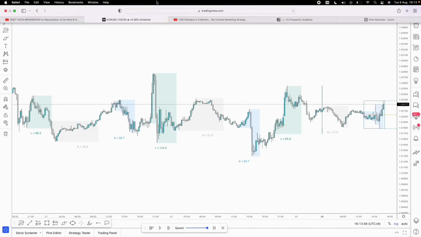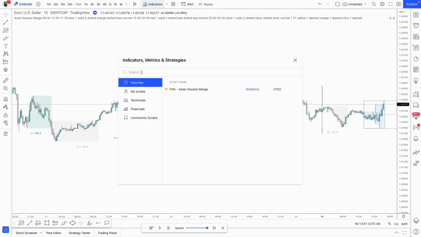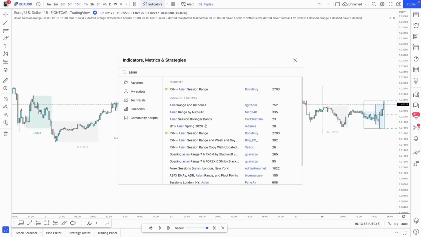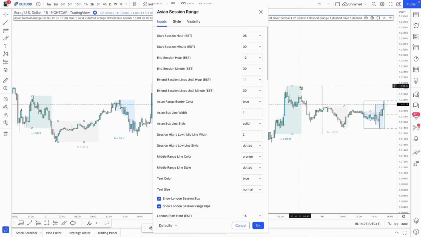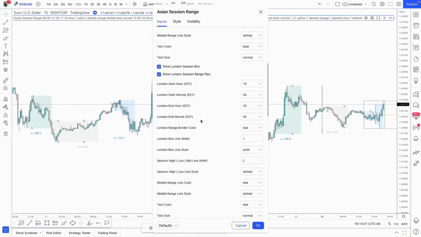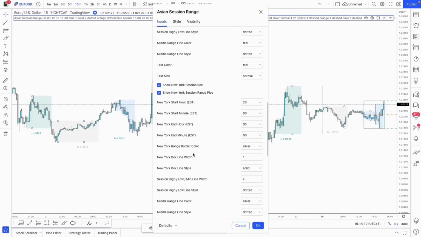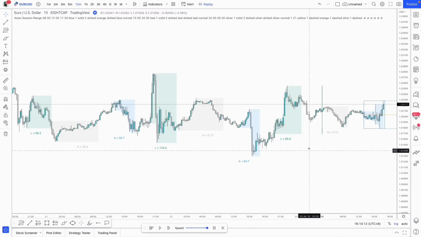So how you're going to get this is you're going to go to indicators. You're going to type in Asian, and it's going to just come up automatically. Asian session range, FXN, I use Rob Minty. You want to highlight it, make it a favorite. Then you're going to have to actually program it just by double clicking it. And then you'll see inputs, start session for Asia, start session for London, start session for New York, and end. So you're going to have to go into Safari or whatnot to find out what session starts and finishes when. Put that information in and you'll have this.